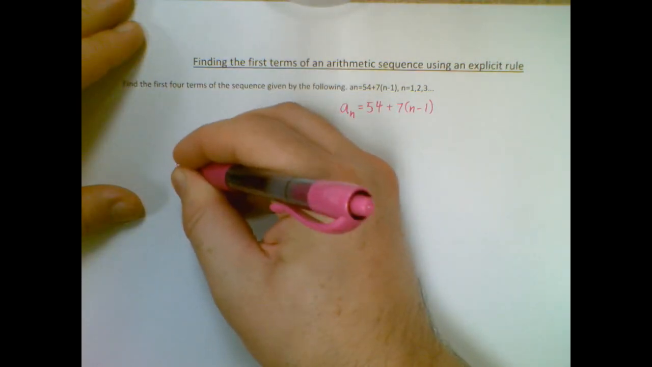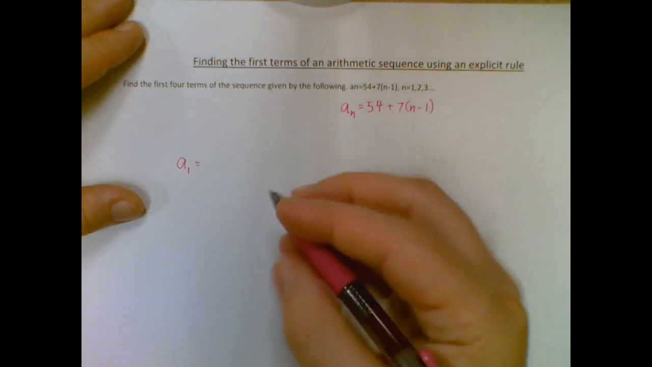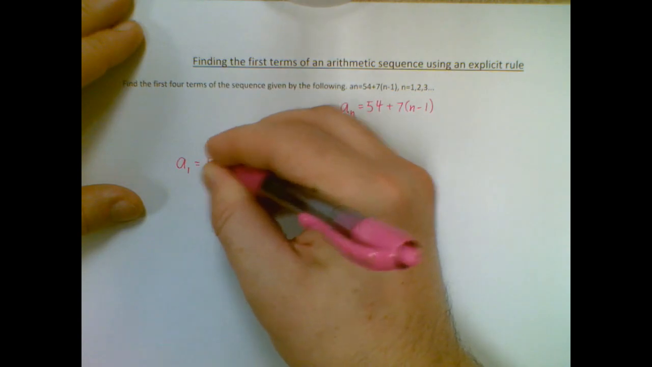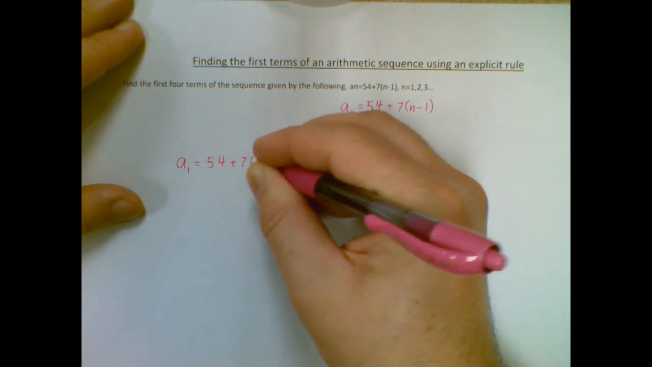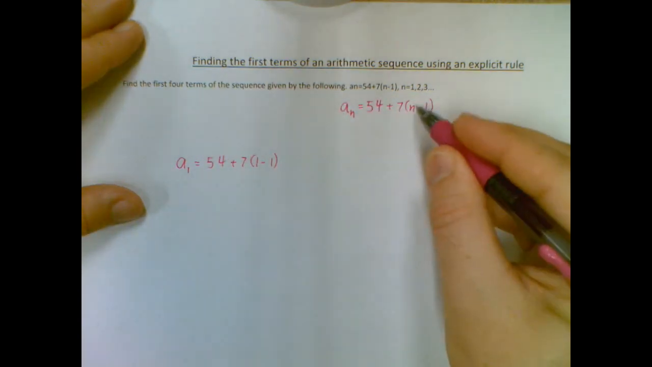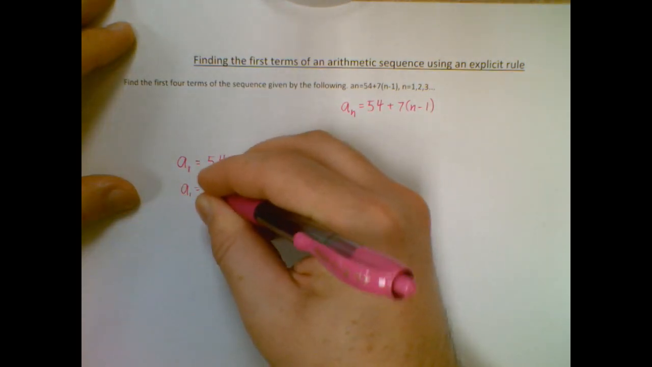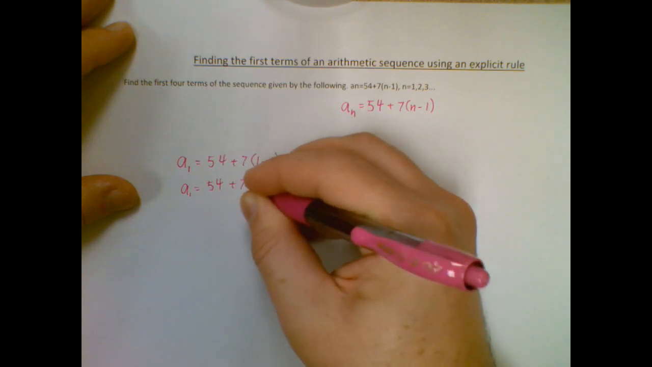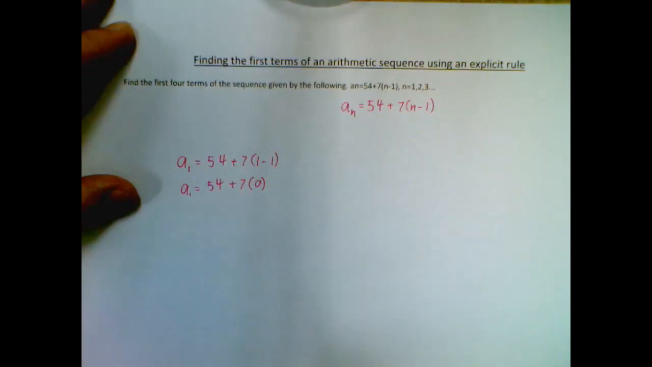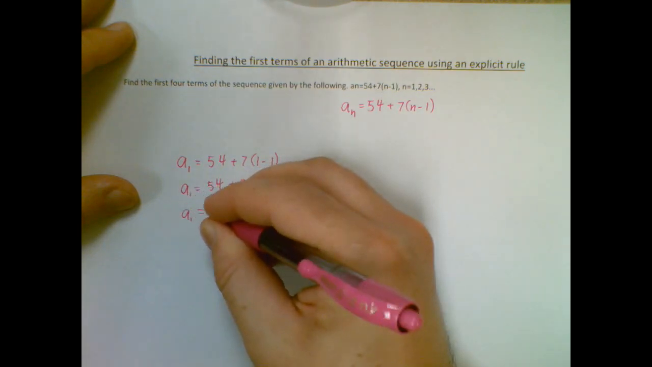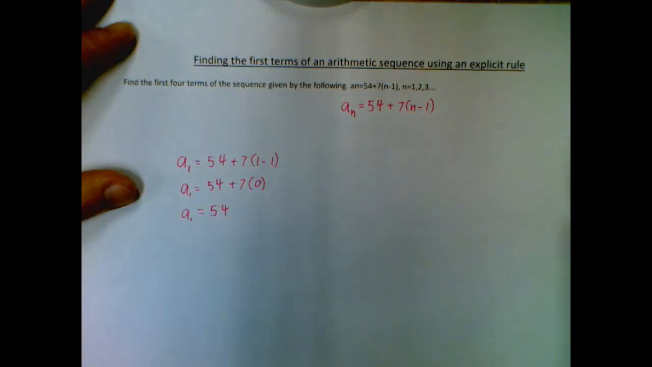I'm going to start by finding a sub 1, which is my first term. That means I'm plugging 1 in for n. I have 54 plus 7 times 1 minus 1, so I'm replacing that n with my 1 there. So a1 equals 54 plus 7 times 0, since 1 minus 1 is 0. That's going to drop out entirely, and I get my first term being 54.